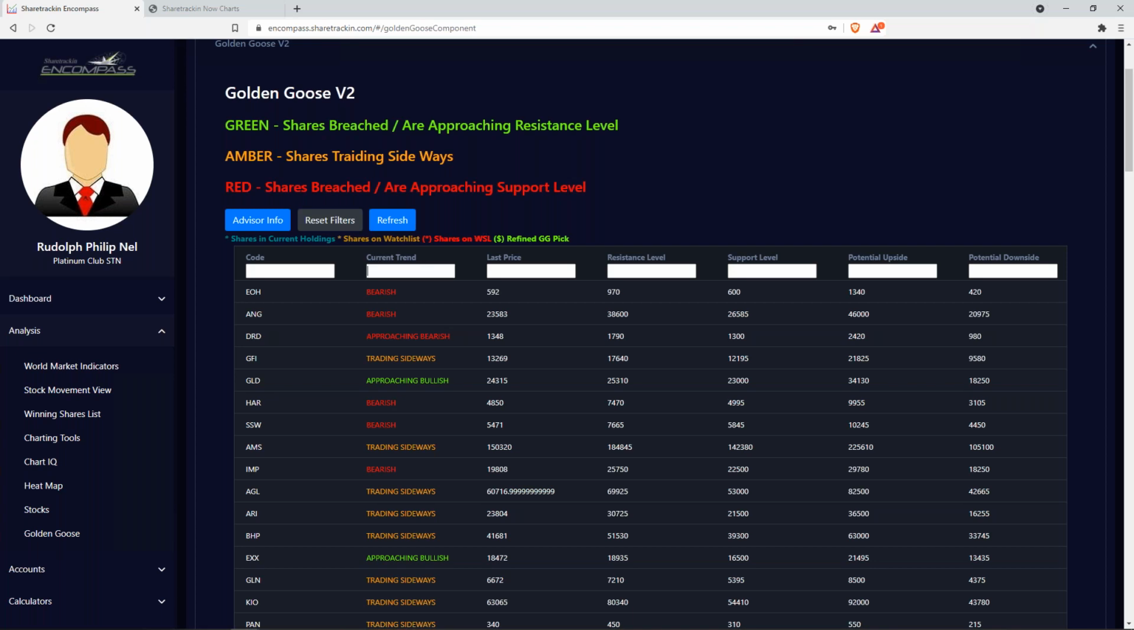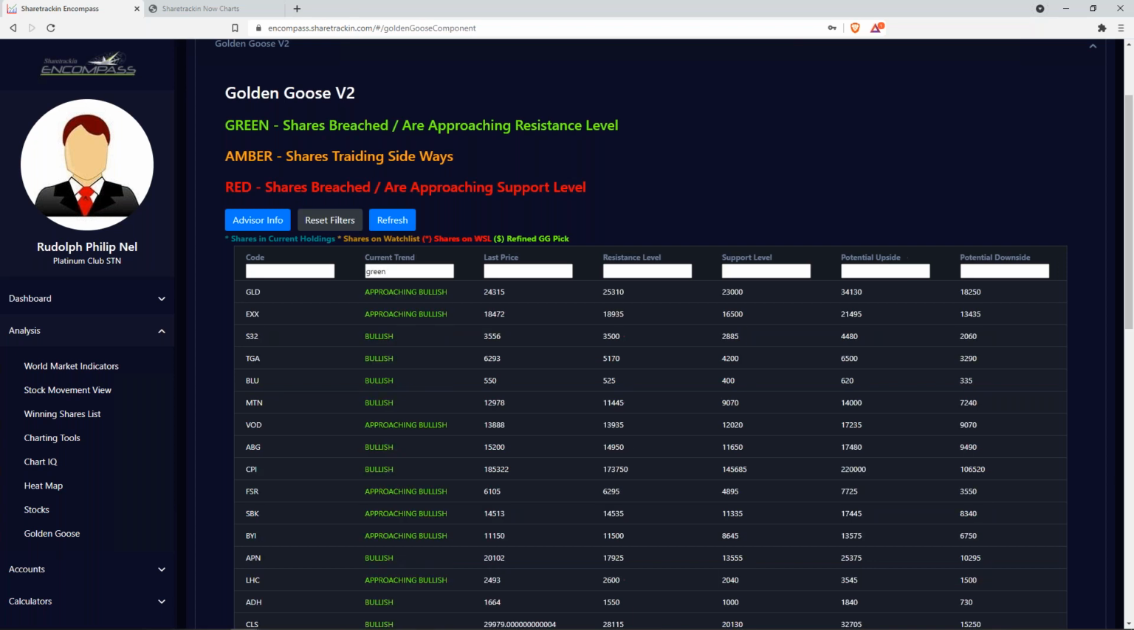So if we go on the Golden Goose and we want to select a current trend, we would enter the word green. Again, we'll give you all your green signals. Now, you will see that there's a bit of a difference between approaching bullish and bullish. Approaching bullish means that it's still approaching a certain level, or it's already past the level.